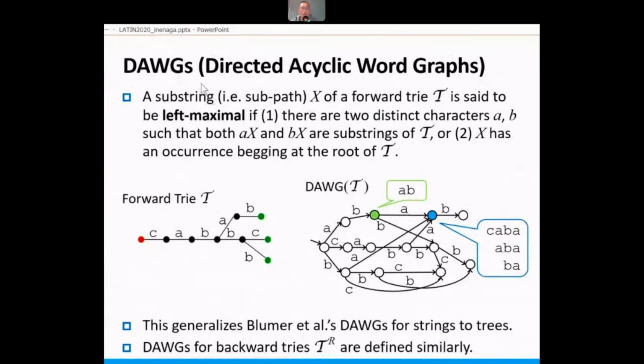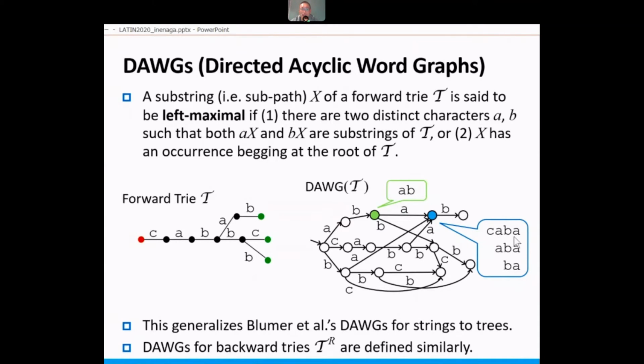Now I explain a little bit more on this DAWG. A substring x of a forward trie T is said to be left maximal if there are two distinct characters a, b, such that both ax and bx are substrings of the trie, or x has an occurrence beginning at the root of T. So for example, this AB is left maximal because AB occurs twice, and this one is preceded by C, and this one is preceded by B.